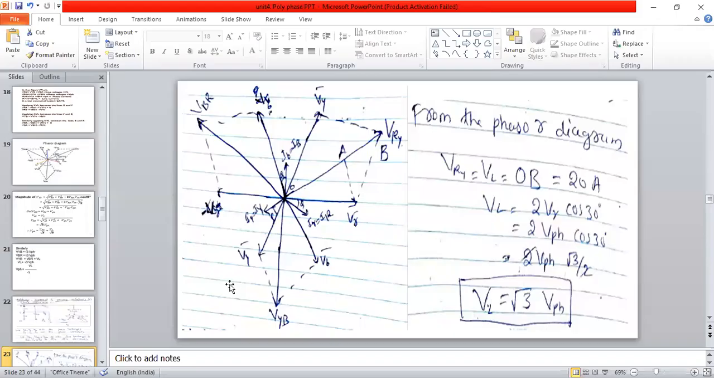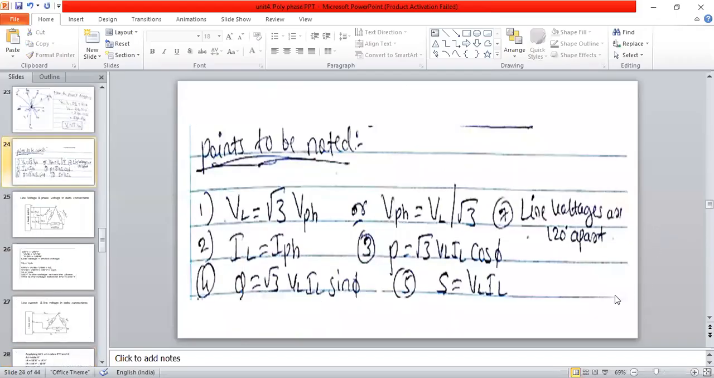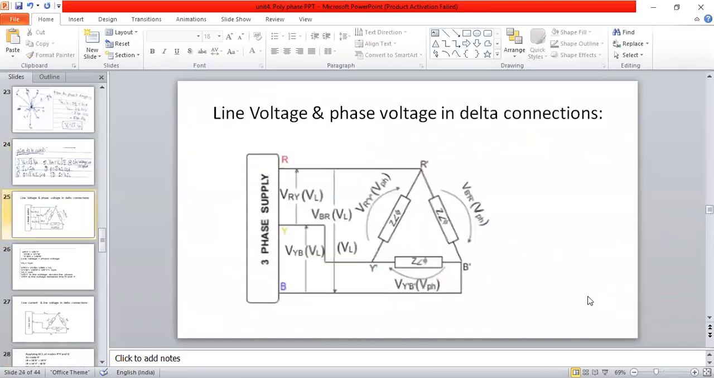Next we'll go for the delta connection. What is the voltage equation? What is the current equation? We are going to discuss that here now. Okay, so this is the delta connection.